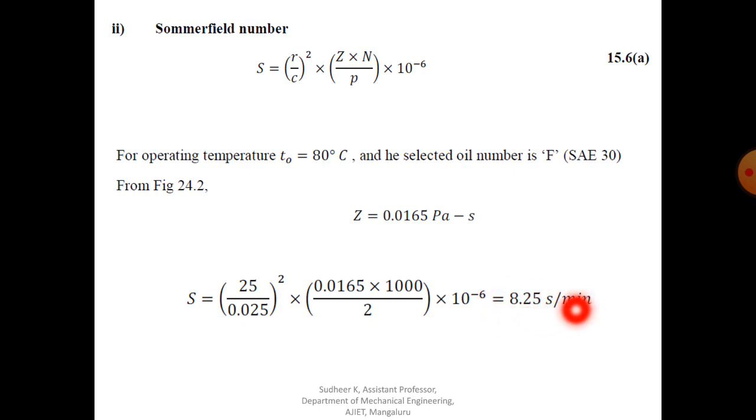So if you use this equation, always you have to write like this, that is 8.25 second per minute. That is given at the starting of that module in your Data Book, chapter number 15 from page number 349. You can see there the symbol and description for Sommerfeld number. It is always given in s per minute.